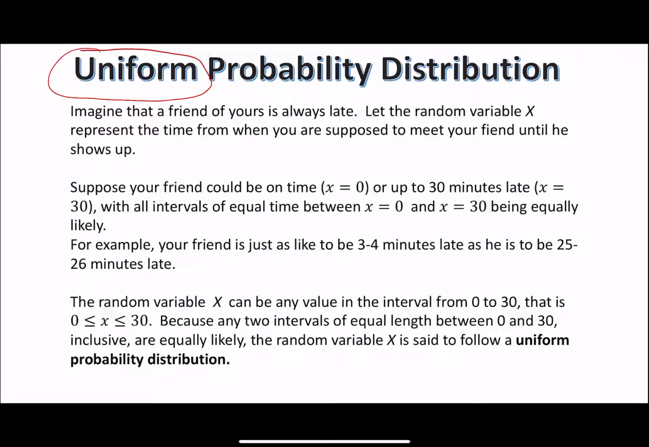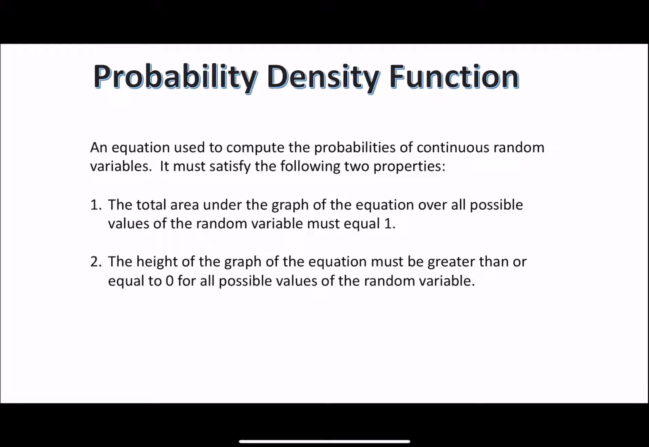For example, it's just as likely for your friend to be 3 minutes late or 4 minutes late as it is for him to be 25 minutes late or 26 minutes late. So this is all equally likely. The random variable x can be any value in the interval from 0 to 30, that is, 0 is less than or equal to x, which is less than or equal to 30. Any two intervals of equal length between 0 and 30 are equally likely to happen. If any value in between is equally likely to happen, that follows a uniform probability distribution. Let's look at what that looks like on a graph in just a second.